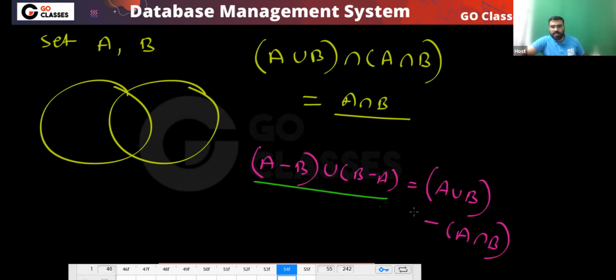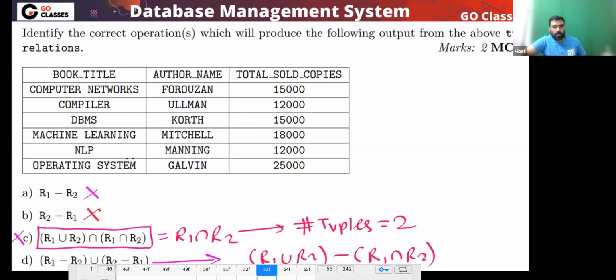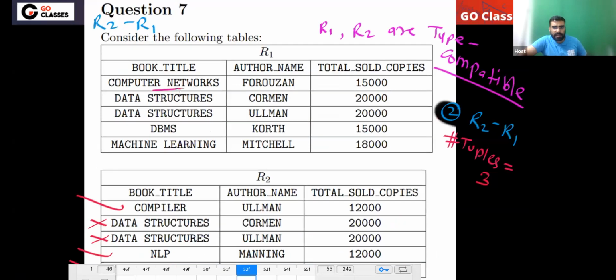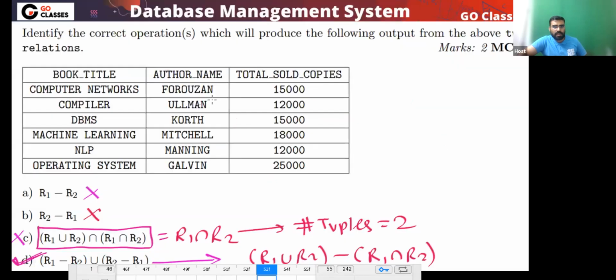So you are removing the common tuples. Those common tuples are gone. You can notice. So your answer will be option D. Only two common tuples will be there. These two common tuples, the data structure tuples, are gone. You can notice. Yes or no? The data structure tuple is gone. So this is a simple question. Answer will be option D.